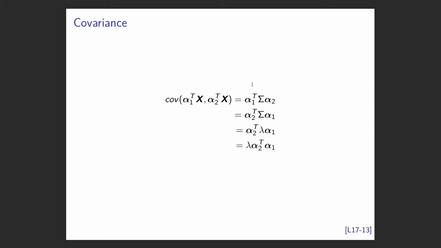That's really good, because now we know that sigma alpha 1 can be written as lambda alpha 1, and lambda as a scale can come out the front, so I've got lambda alpha 2 transpose alpha 1. So these are generally all going to be equal to 0 if it's uncorrelated, and we can use some of these when we get to our Lagrange.